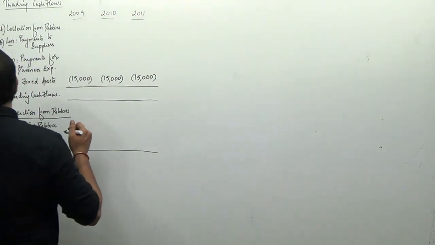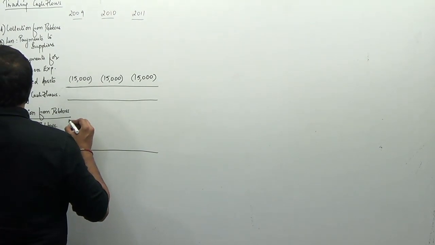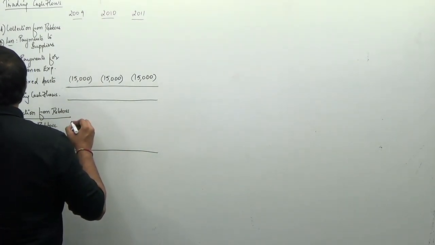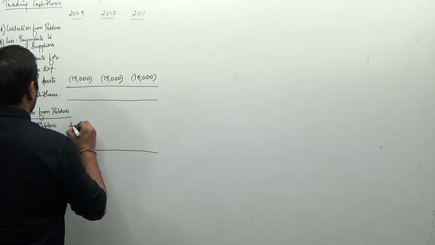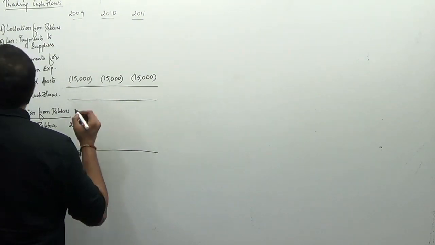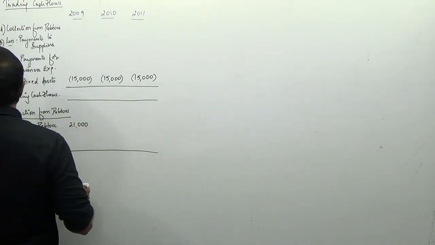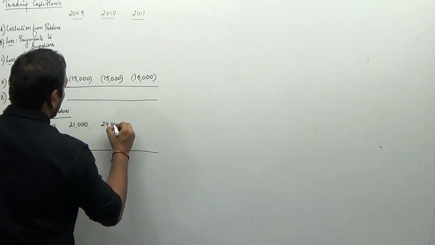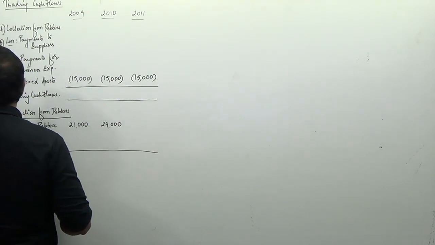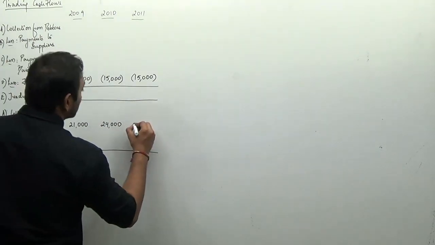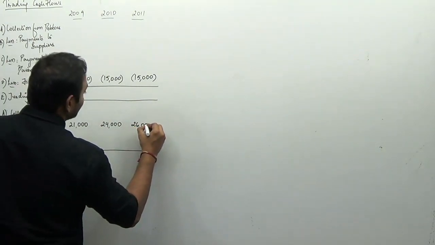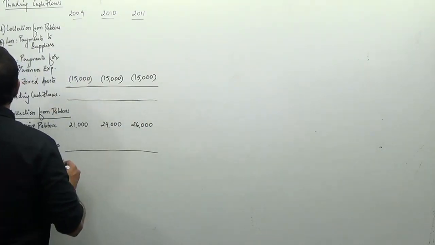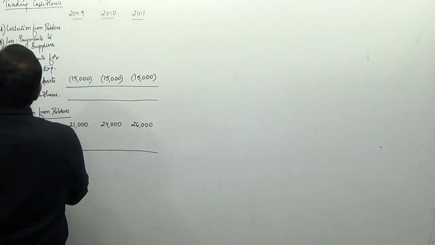Opening debtors: 2009 opening is 2008 closing. So debtors of 2008 closing debtors are 21,000. 2010 opening is 2009 closing, 24,000. 2011 opening is 2010 closing, 26,000. Plus sales. Add up the sales.